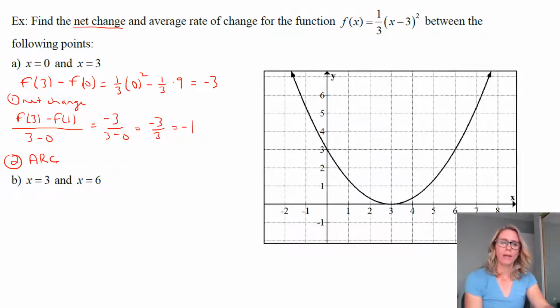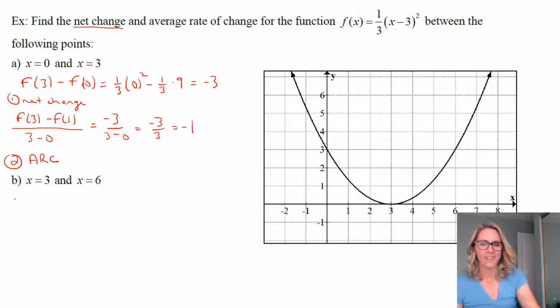If you'd like, I suggest doing the second one, take a pause, do the second one, see if you get it right, just to cement that in your brain, and then come back and see what I do. Okay, so I'm going to write it a little bit differently. I'm just going to start with putting the word net change. So in this case, f of 6 minus f of 3.